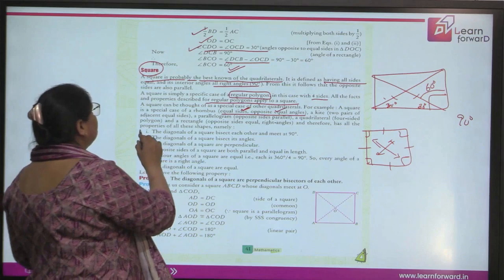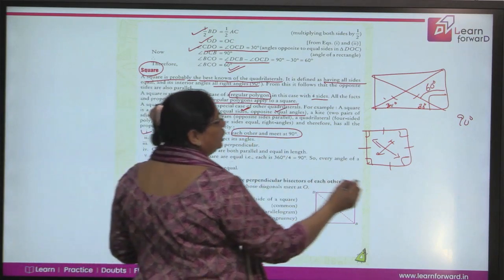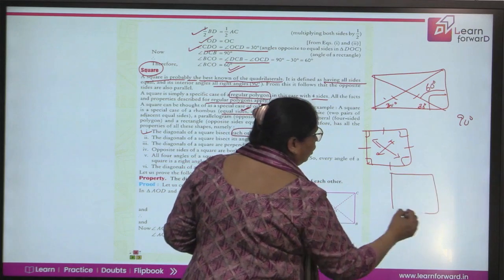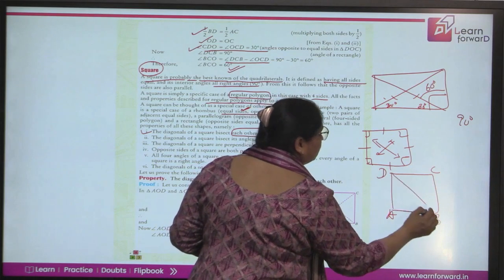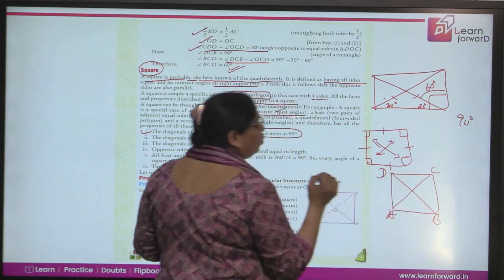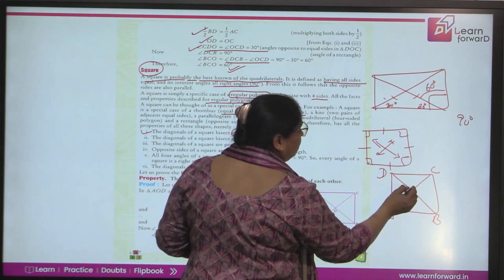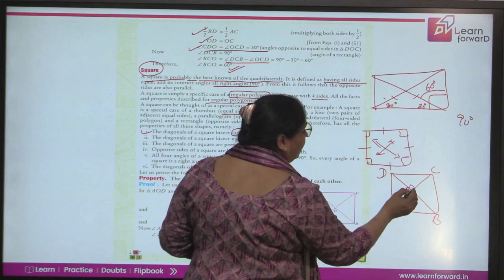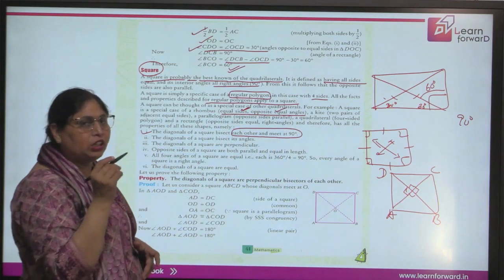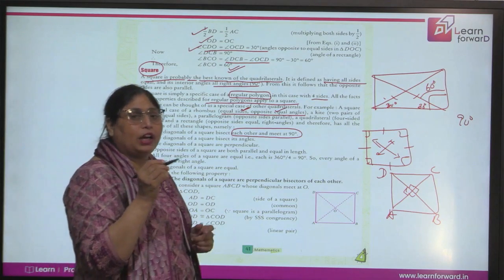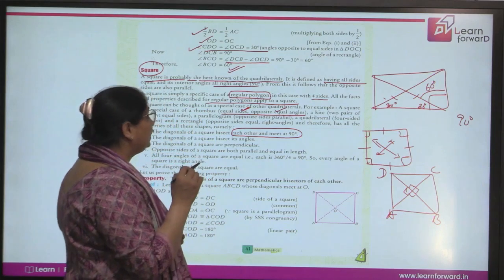The diagonals bisect each other at 90 degrees. Suppose we have a square ABCD, and AC and BD are the two diagonals. Similar to a rhombus, the diagonals bisect each other at 90 degrees. In a rhombus also the diagonals bisect at 90 degrees, but the diagonals of a rhombus are not of equal length, whereas here the length of the diagonals is also equal.